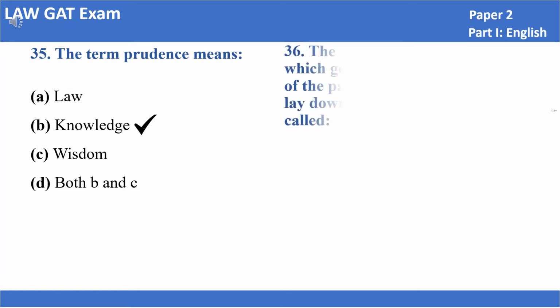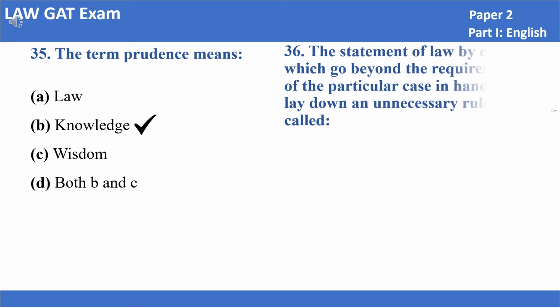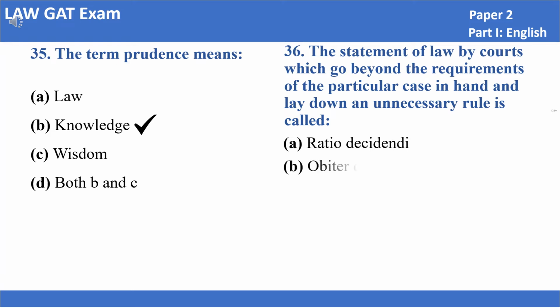The statement of law by courts which go beyond the requirements of the particular case in hand and lay down an unnecessary rule is called option A, ratio decidendi, option B, obiter dicta, option C, res nullius, or option D, res judicata? The correct answer is option B, obiter dicta.